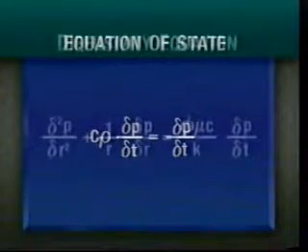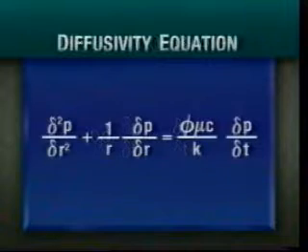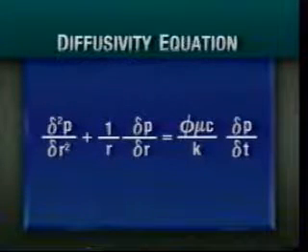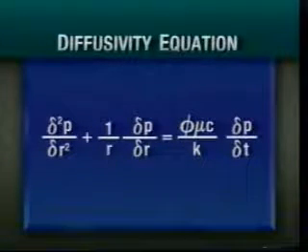By combining these equations and making some assumptions regarding the system, we can derive the radial diffusivity equation, a partial differential equation relating the rate of change of pressure with radial distance and time. Solving this equation for certain conditions allows us to develop a method for calculating reservoir parameters from measurement of the response to pressure disturbances in the reservoir.